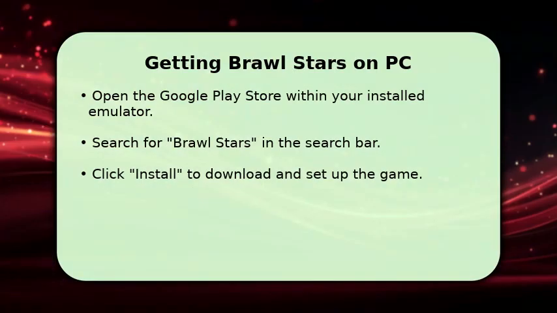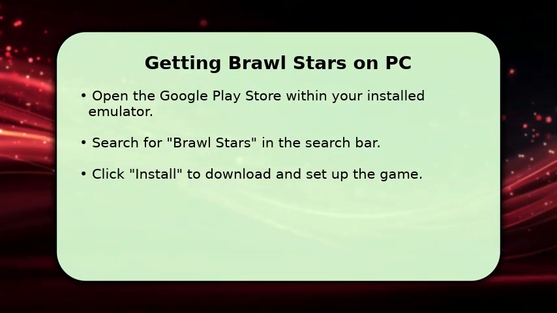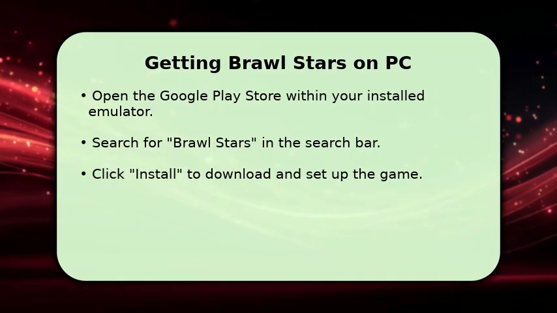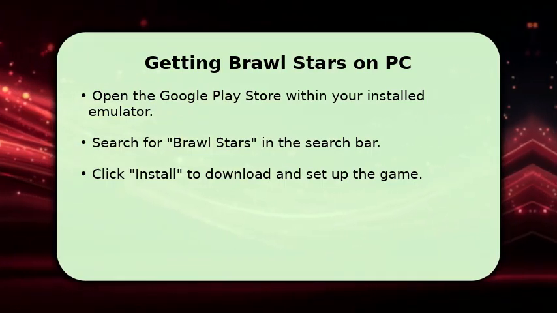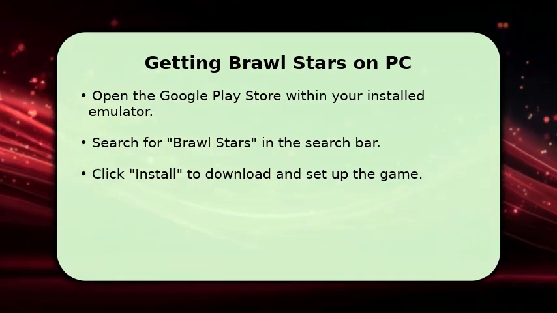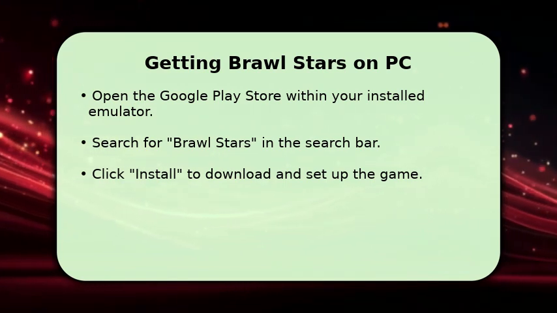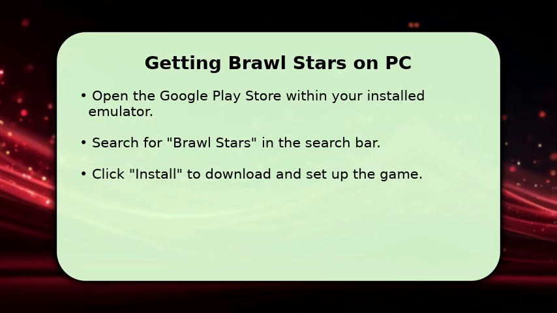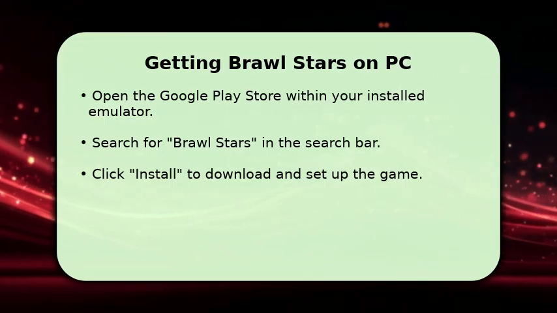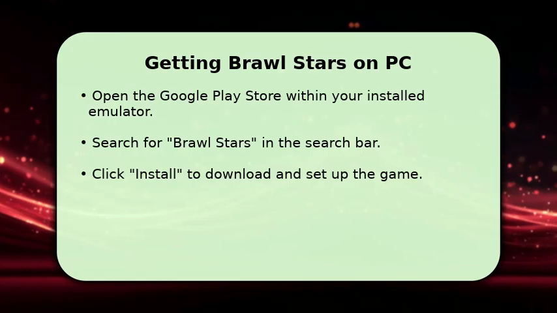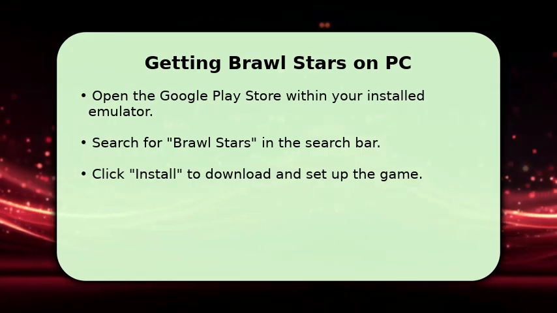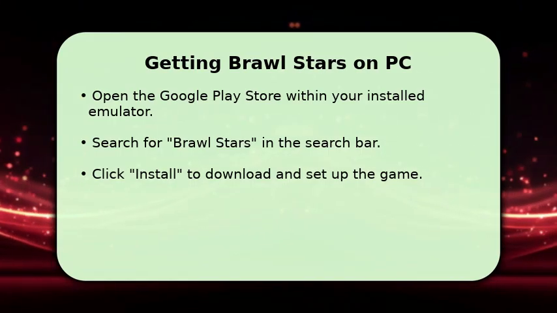With your emulator ready, open the Google Play Store from within the emulator's interface. Use the search bar to find Brawl Stars. Once you locate the game, simply click the Install button. The game will download and install automatically, just as it would on a mobile phone. This process usually takes only a few minutes, depending on your internet speed.